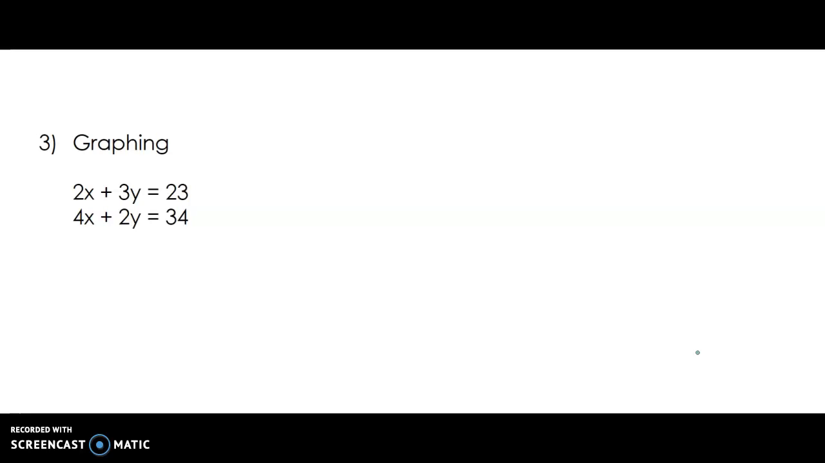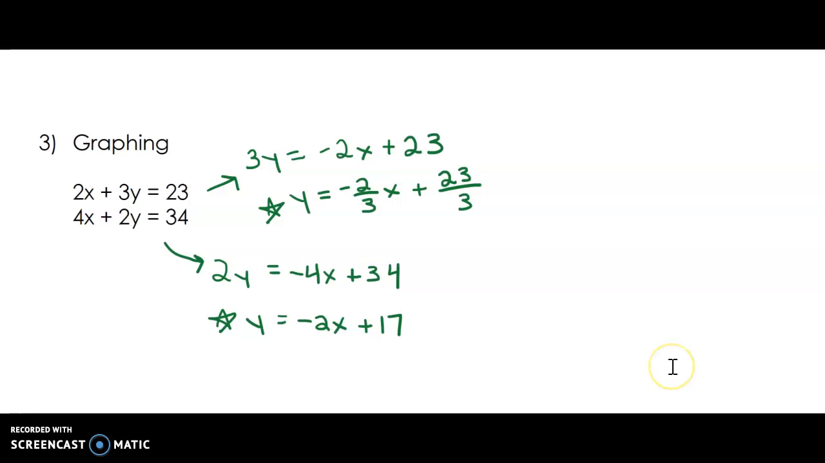And so when I think about graphing, especially when I'm trying to do it by hand, ideally I want my equations to be in slope-intercept form. And so I went ahead and put both of my equations into slope-intercept form.